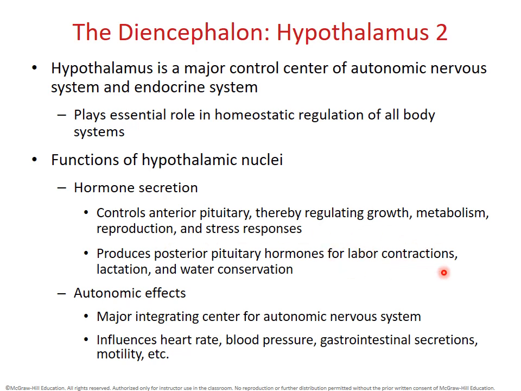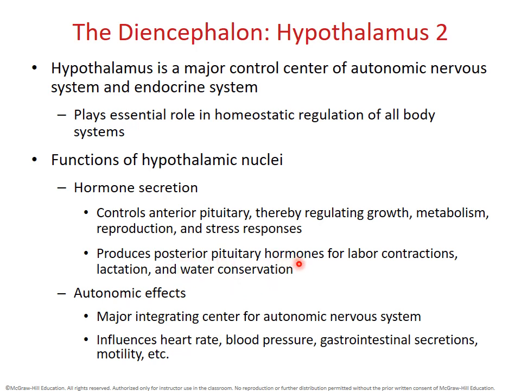Oxytocin is involved in labor contractions and lactation. The synthetic version of oxytocin is called pitocin, and many women have received pitocin to encourage labor and delivery. Antidiuretic hormone is a very important hormone that affects water conservation by the kidneys, and by affecting how much urine we produce, that actually ultimately is an important hormone in regulating blood pressure.